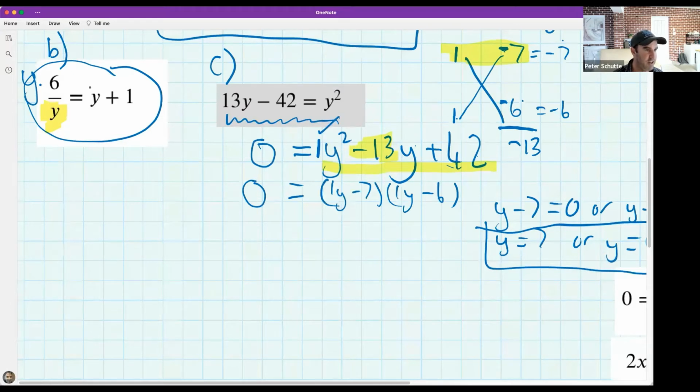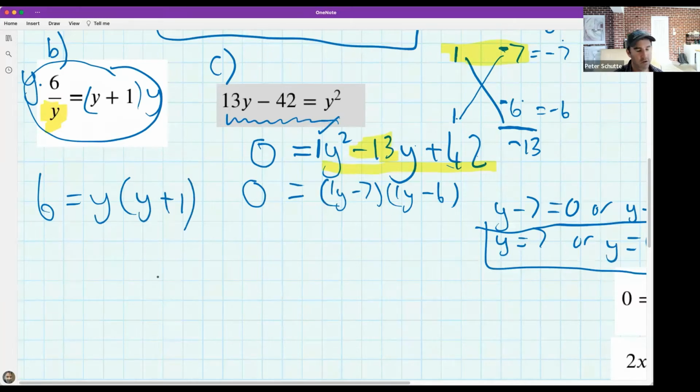And I must be careful here and put a bracket around this, a y on that side. And so when I multiply both sides by y, I'm going to get 6 equals y times (y plus 1). This is a critical step because it removes the fractions from our life, which makes things a bit easier.